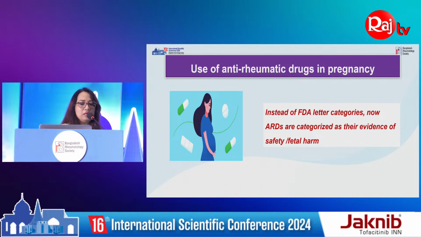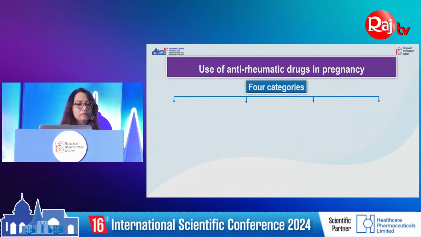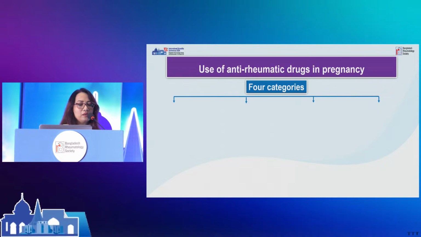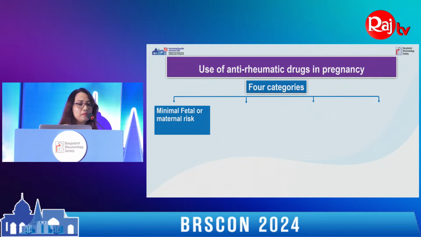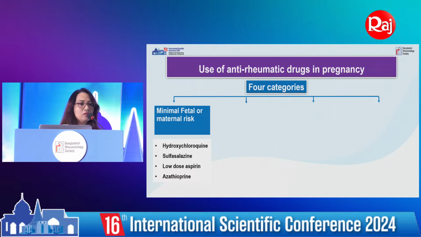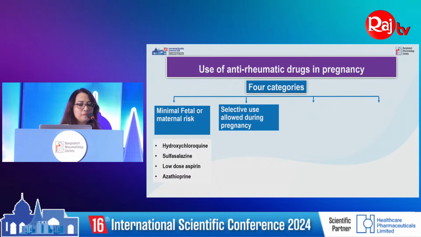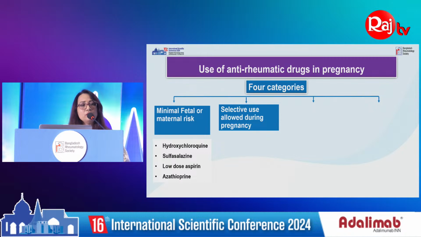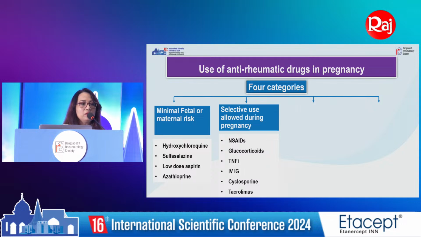Instead of FDA letter categories, now anti-rheumatic drugs are categorized by their evidence of safety or fetal harm. So now there are 4 categories. The first one is minimal fetal or maternal risk. In this category, the drugs are hydroxychloroquine, sulfasalazine, low-dose aspirin, and azathioprine. Selective use allowed during pregnancy: among this category, NSAIDs, glucocorticoids, TNF inhibitors, IVIG, cyclosporin, tacrolimus are here.